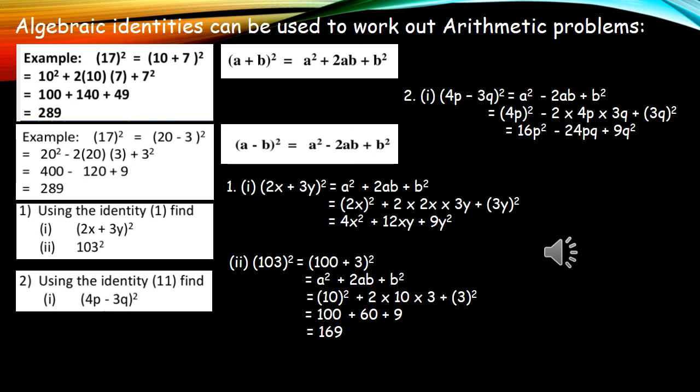Similarly, question number 2, (4p minus 3q) whole square. We can identify that because a minus sign is given, so it will be equal to (A minus B) whole square, and the identity is A square minus 2AB plus B square. So in place of A we will write 4p and in place of B we will write 3q. So we are getting (4p) whole square minus 2 into 4p into 3q plus (3q) whole square. So 16p square minus 24pq plus 9q square.